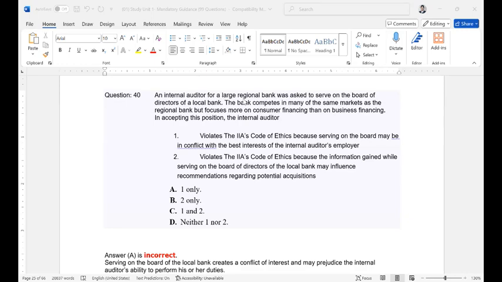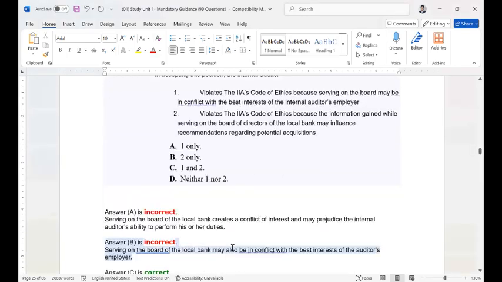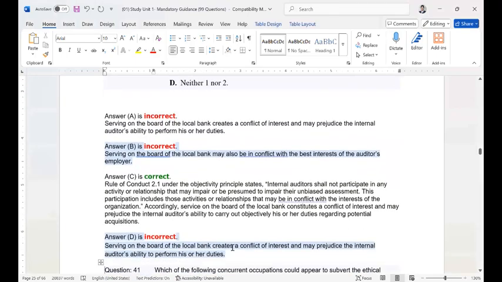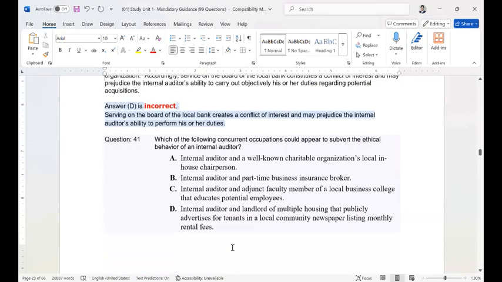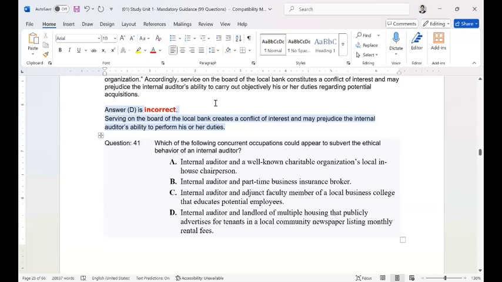An internal auditor for a large bank serves on the board of directors of a local bank. The bank competes in many of the same markets. In accepting, the internal auditor violates ethics by serving on the board, which may be in conflict with the interests of the internal auditor's employer. So one seems correct, because information gained by serving on the board may influence recommendations regarding potential acquisitions. Two. It looks like 1 and 2, no? So just check that, please. Because he's an internal auditor, he's privy to a lot of information. That's the problem.